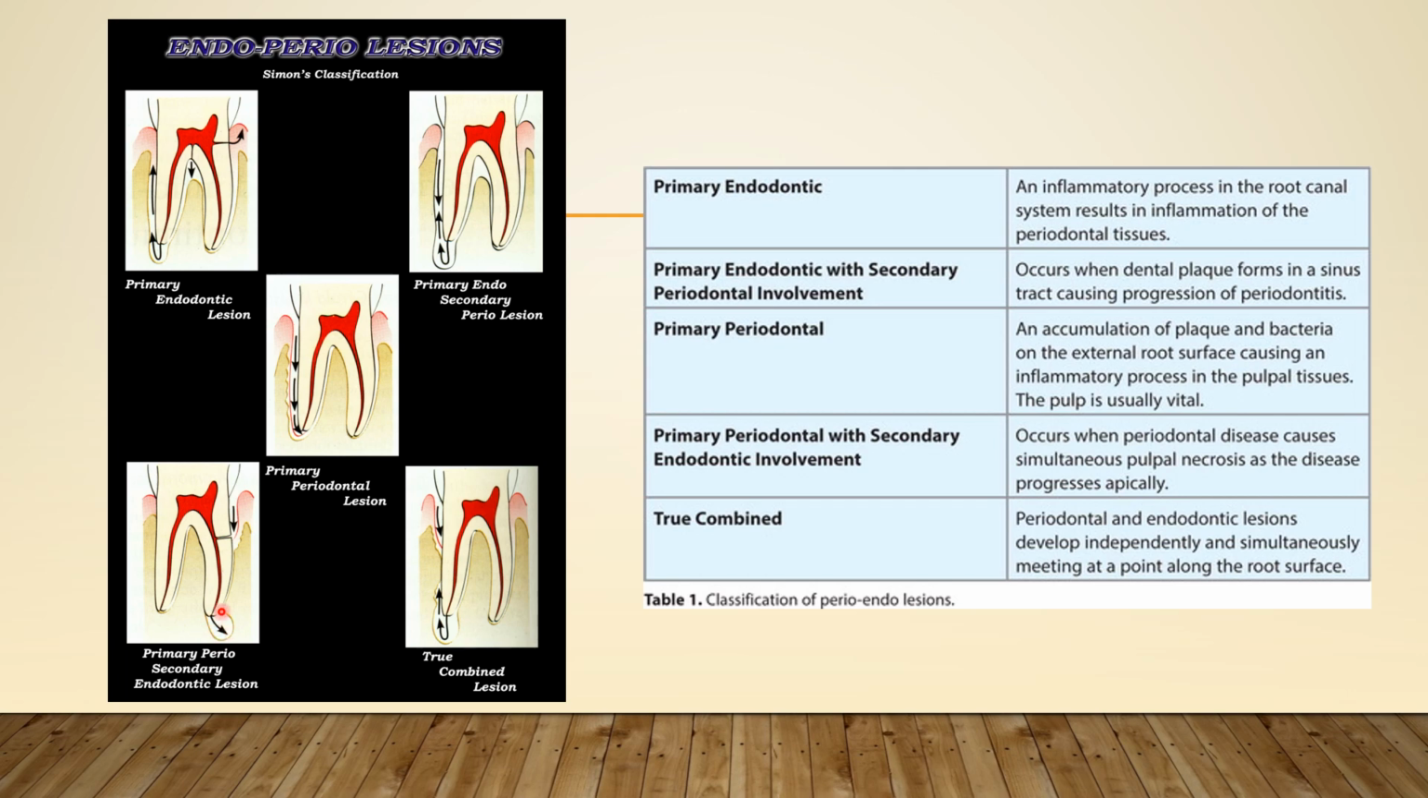Next coming is the true combined lesion. So there is no direct involvement of endo and perio, but this can be a combined lesion. This can occur when there is caries, and also there is periodontitis. So they develop independently and simultaneously. So they will meet at a point. You can see from this picture, from this side it is coming to the perio, and from this side it is reaching the apical side. So at a point it will meet. So that is a true combined lesion.